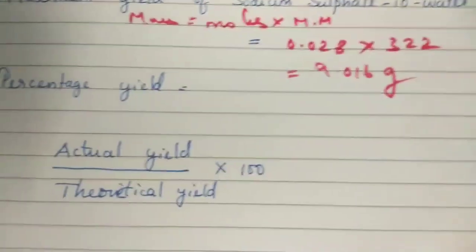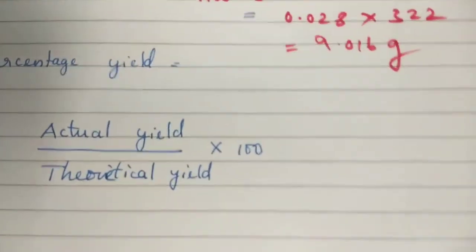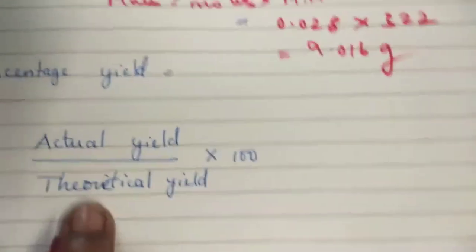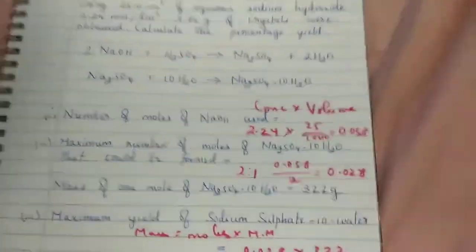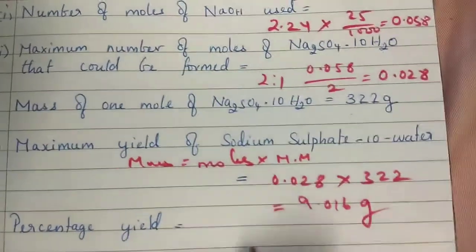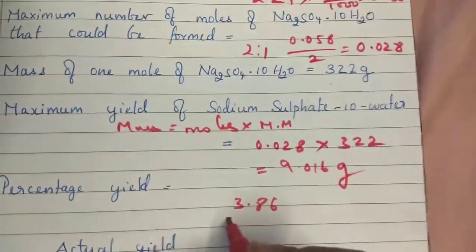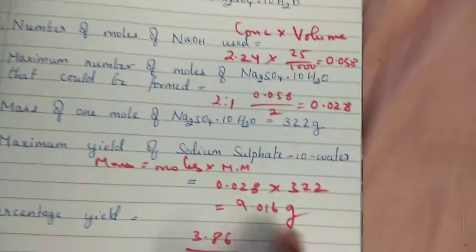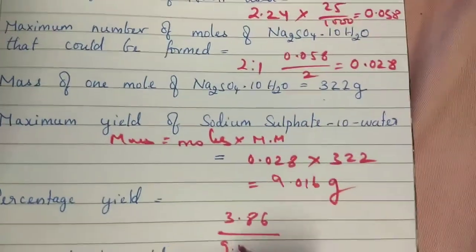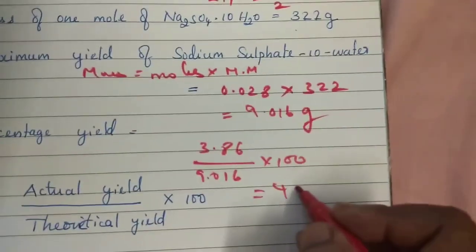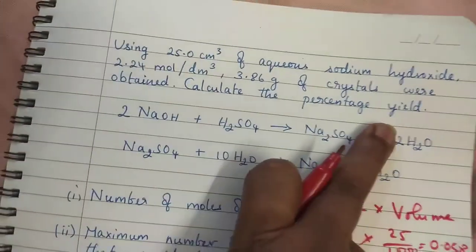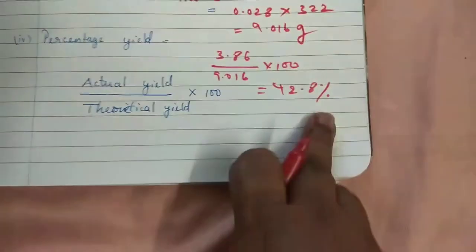Now the percentage yield. We have learned this formula: actual yield by theoretical yield into 100. The actual yield is what they have given here, 3.86 g of crystals obtained. That means 3.86 g by the theoretical yield over here, 9.016, into 100. This gives you 42.8 percent. So now the percentage yield is 42.8 percent.